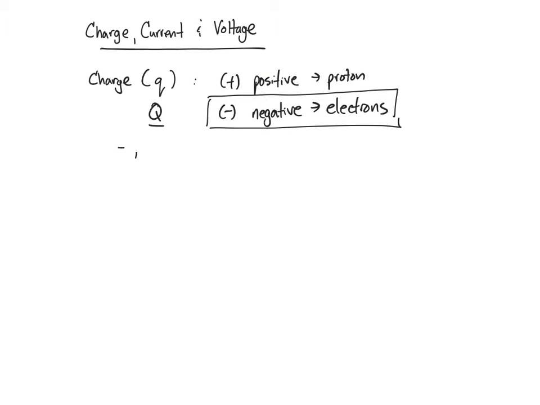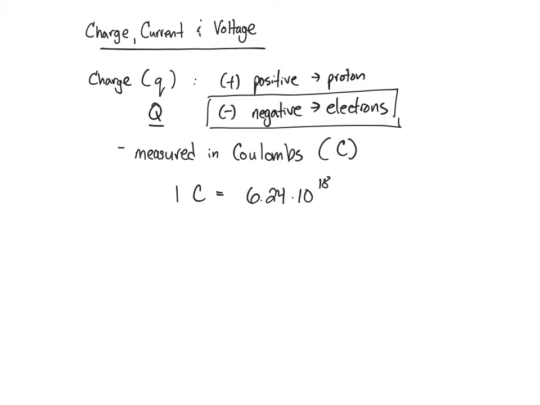So charge is measured in units of coulombs, which is abbreviated with a capital C, where 1 coulomb of charge can be converted to a physical number of electrons, roughly 10 to the 18 electrons. Likewise, you could then determine the charge of a physical electron as being 1.602 times 10 to the minus 19 coulombs with a negative sign out front because it's a negatively charged particle.